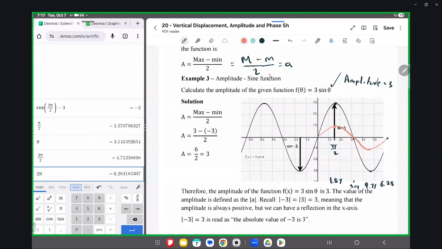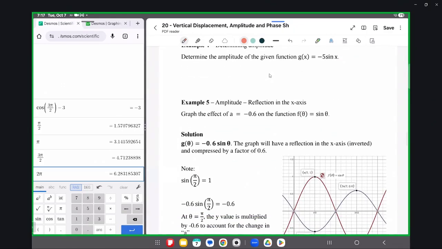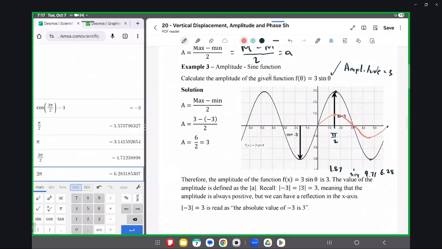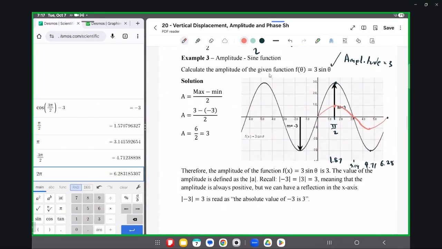So the 3 causes the max or min values to extend to that high number instead. Or what this means is you can multiply each of the y values by 3 to get to that number. We do have an example of this coming up, just so we can see what this looks like. We do have a detailed note, though.